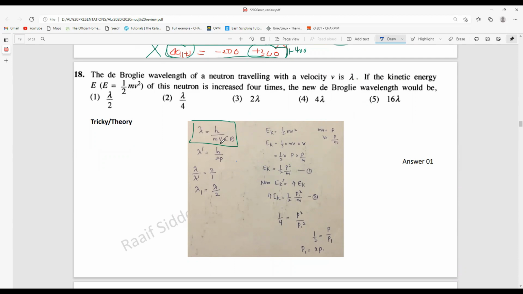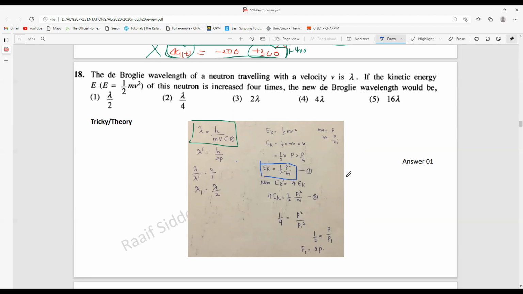So I take the lambda that is given here. The de Broglie wavelength of a neutron traveling with a velocity v is lambda. And if the kinetic energy E of this neutron is increased 4 times, they're asking for the new de Broglie wavelength. If you are doing physics, you should be familiar with this equation.